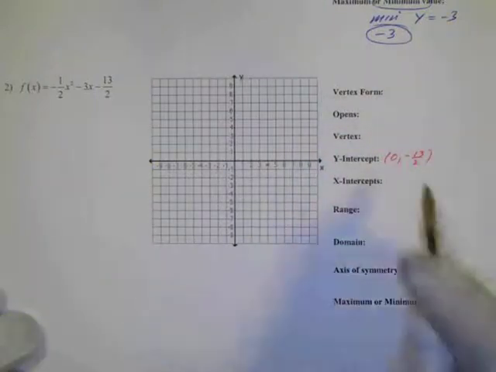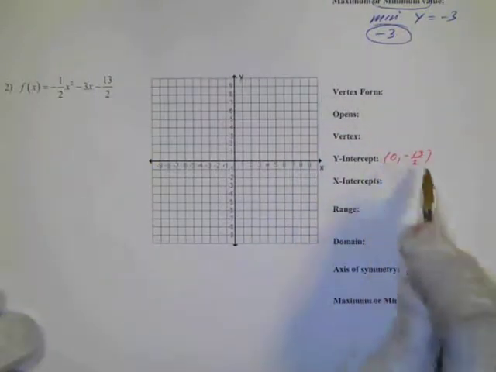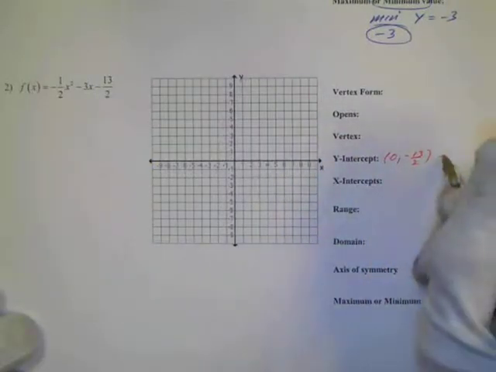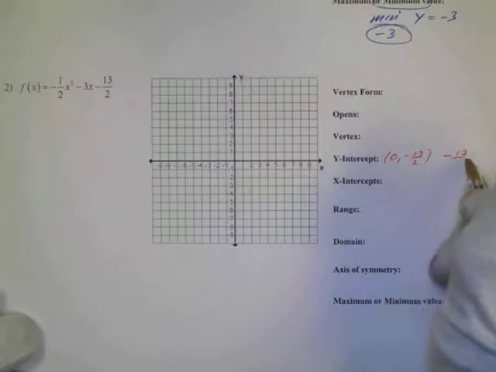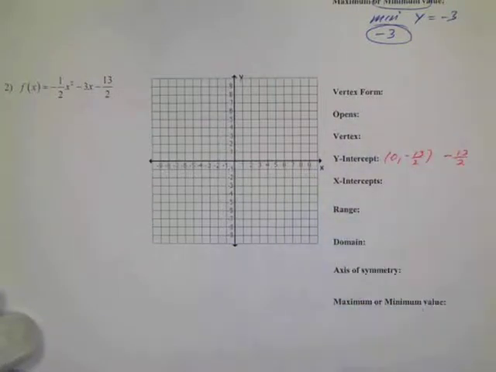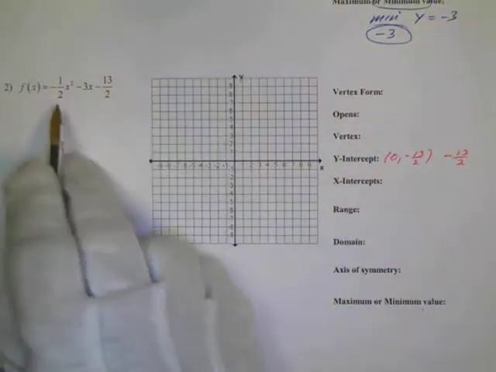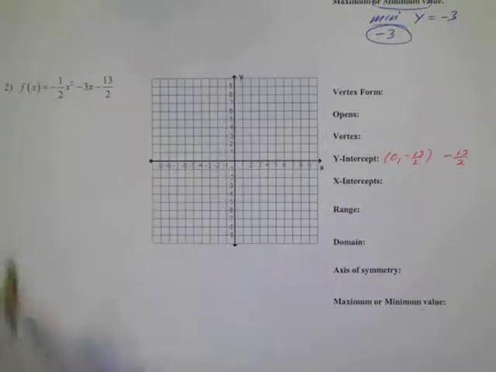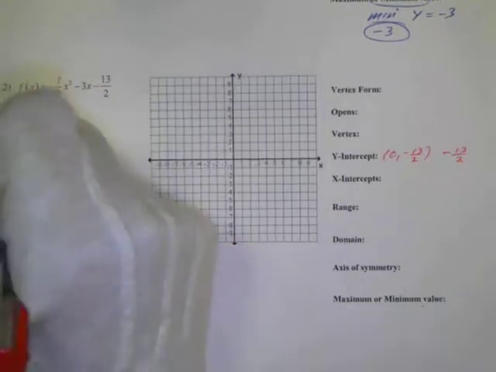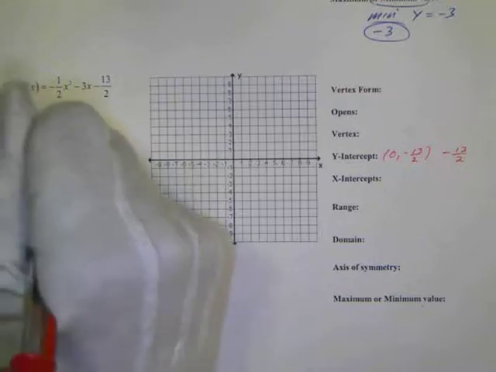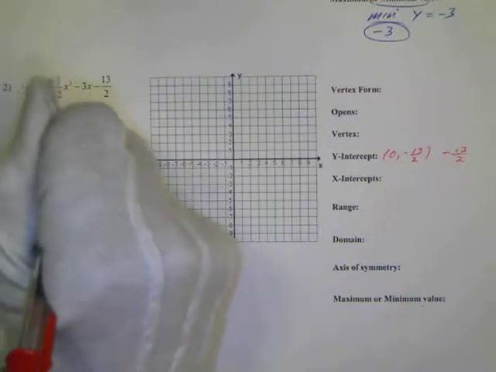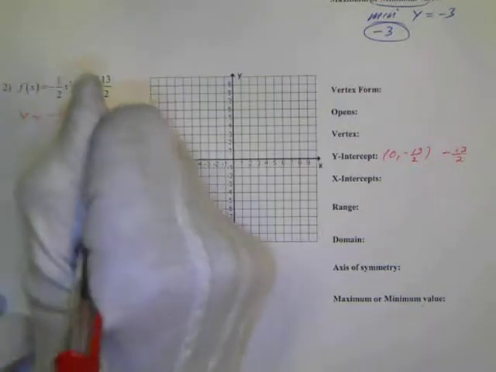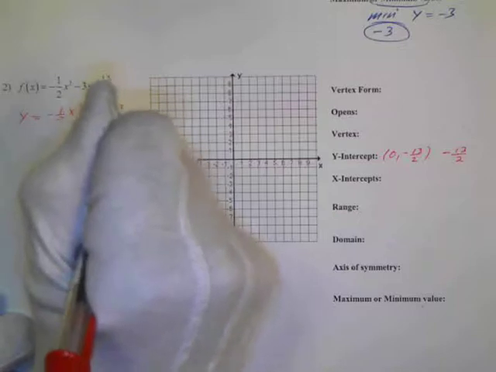That's really easy because it's just whenever x is 0, that's going to be your intercept. Sometimes we just say the intercept is negative 13 over 2 or negative 6.5. And that's just when x is 0. If we put 0 in here and 0 in here, what's left is negative 13 halves. And this is the y value. Sometimes we can write this as y equals negative 1/2 x squared minus 3x minus 13 halves.